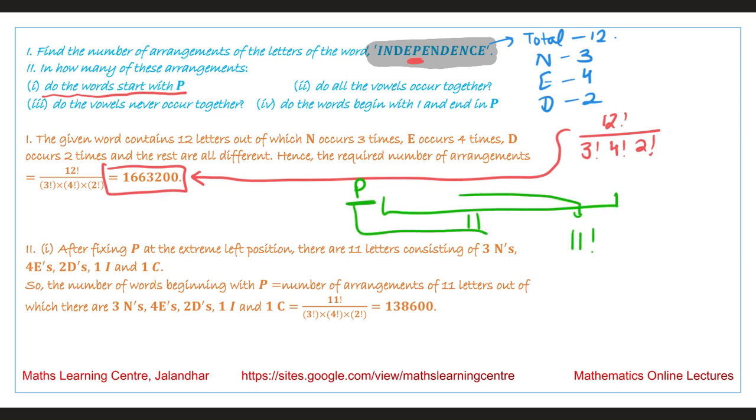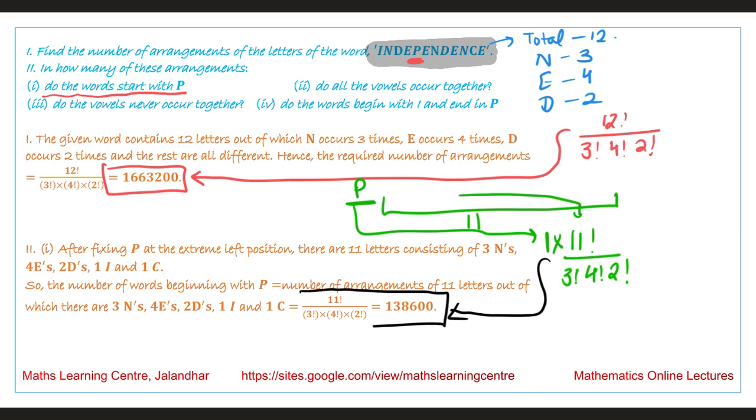For the first place we are saying 1 into 11 factorial divided by, again these are repeated, 3 factorial, 4 factorial and 2 factorial. On solving this, the answer we obtain is 11 factorial divided by 3 factorial, 4 factorial, 2 factorial. The answer we get is 138,600. These are the number of ways.